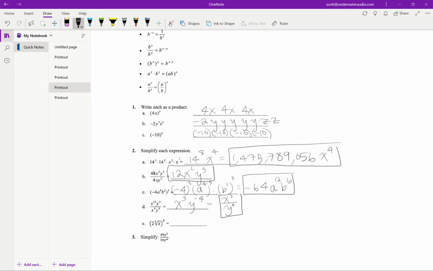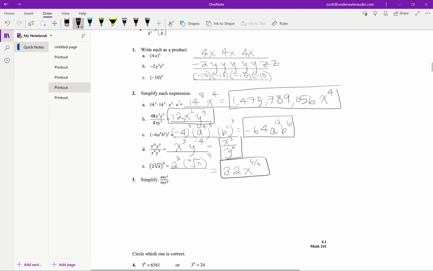All right, simplify this one. I've got something in parentheses to the 5th power, so I can do each thing independently to the 5th power. The cube root of x to the 5th power. So 2 to the 5th is 2 times 2 is 4, times another 2 is 8, times another 2 is 16, another is 32. So 32, and then that's x to the 5 over 3. Cool. We'll just keep trucking along, do number 3.